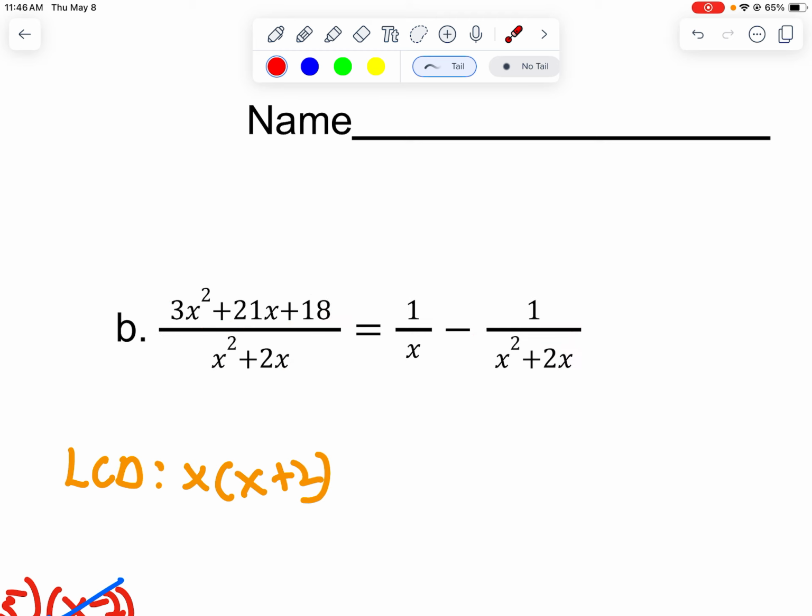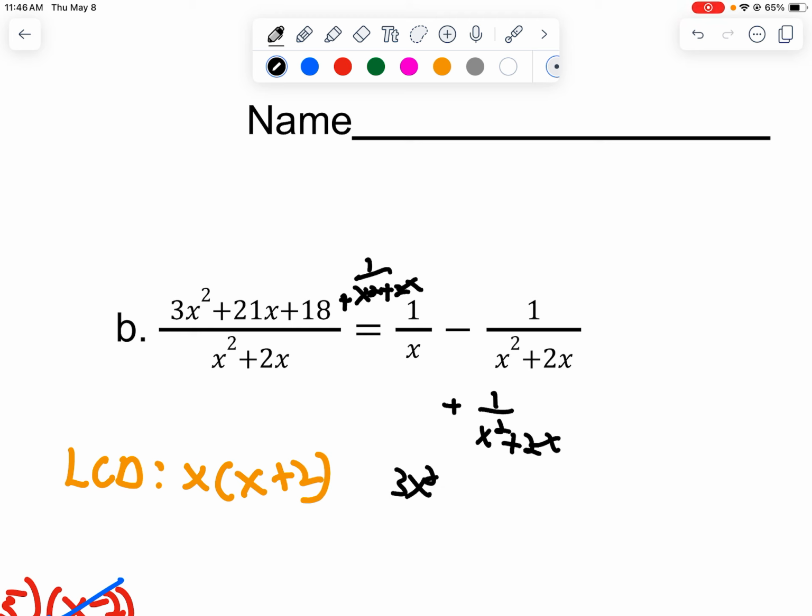Well, if I do that, I won't be able to, oh, I don't know. I'm going to go ahead and do it. So I'm just going to add this fraction over to the other side, which is going to mean I add it to here. Okay, so now it becomes 3x squared plus 21x. Now we have the 1 plus the 18 is 19. Okay, all over x squared plus 2x. And this has got to equal 1 over x.